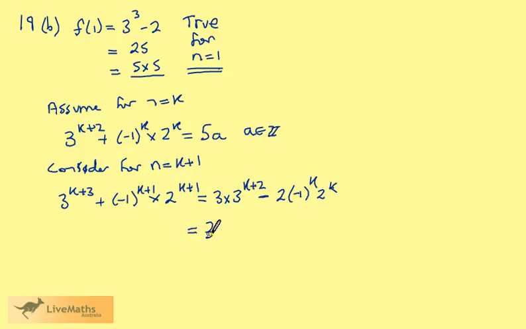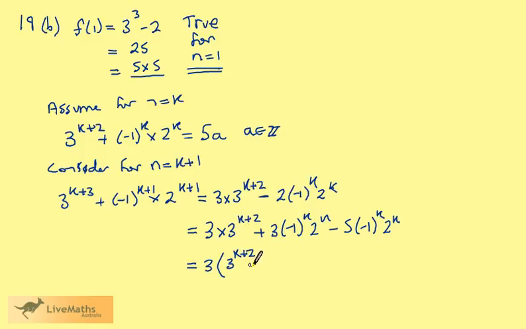This could be written as 3 times 3 to the k plus 2 plus 3 lots of negative 1 to the k, 2 to the k, take away 5 lots of negative 1 to the k, 2 to the k. The 3 take away 5, giving me the minus 2 here. So this is 3 lots of 3 to the k plus 2 plus negative 1 to the k, 2 to the k, take away 5 lots of negative 1 to the k, 2 to the k.